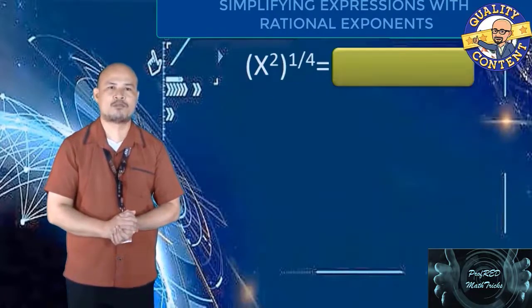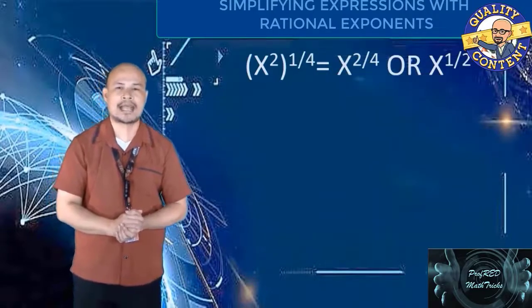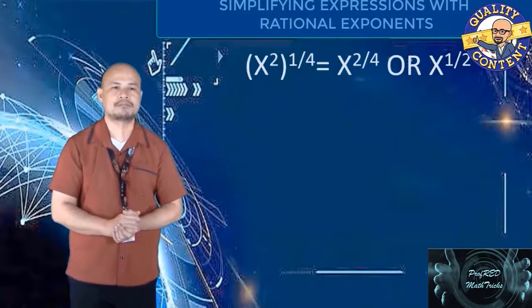Quantity x squared raised to the power of 1/4 equals x, and the exponent 2 is multiplied to the other exponent 1/4, resulting to x raised to the power of 2/4 or x raised to the power of 1/2.